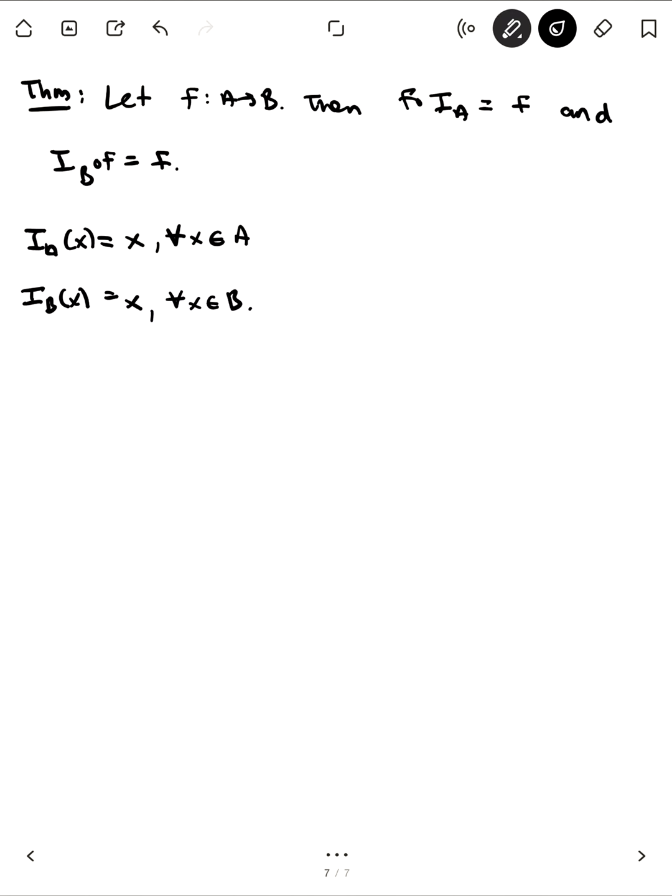And so clearly, if you combine the identity map with a function, you're just going to get the function itself. That's what this theorem says. Okay. Next theorem.